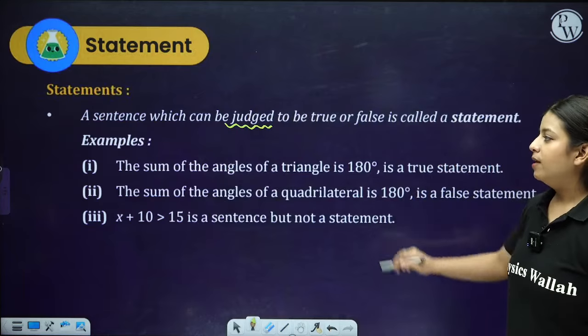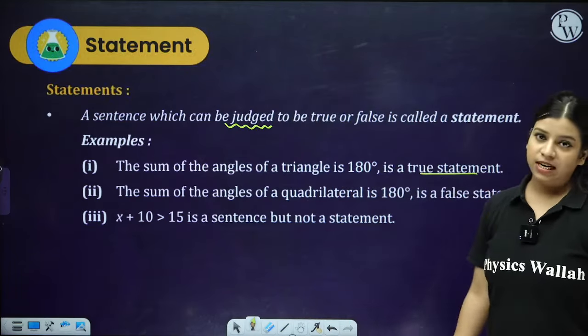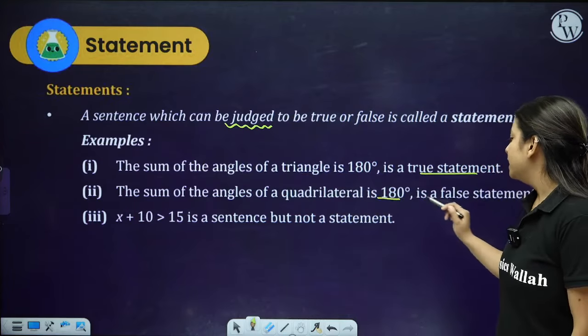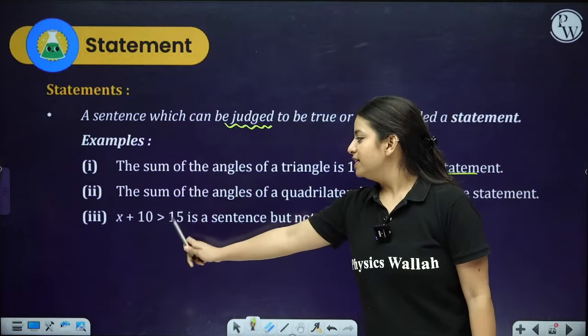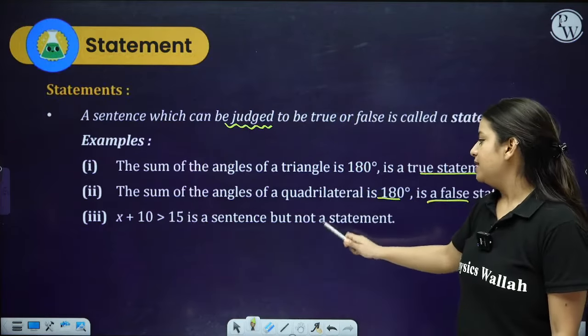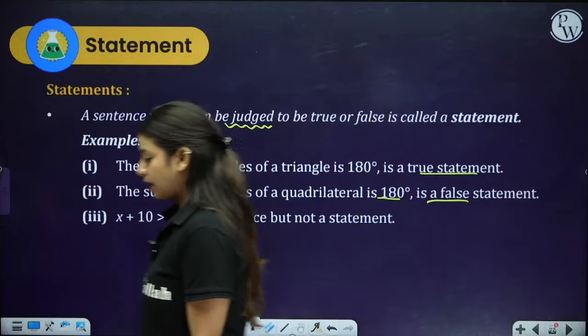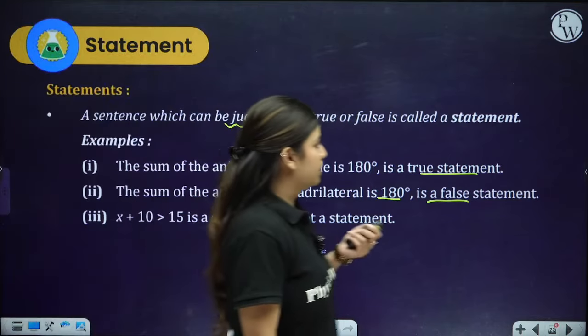For example, the sum of the angles of a triangle is 180 is a true statement. The sum of the angles of a quadrilateral is 180 is a false statement. But x plus 10 is greater than 15 is a sentence but not a statement. I hope this part is clear to everyone, how to judge whether it's a sentence or a statement.